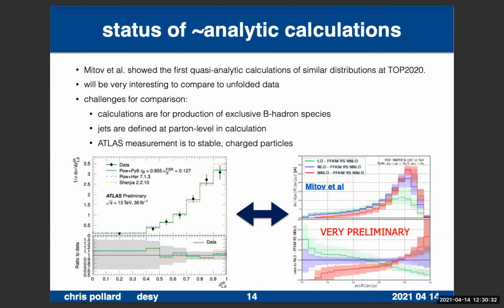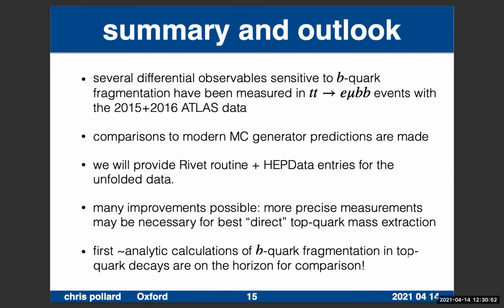There are some challenges that we need to take into account, which I've listed here. But I think you can see from the left-hand plot that the uncertainties on the unfolded data are really quite small compared to the different orders of calculation that Mitov and company have been looking at, right? So I think we're going to be able to say something nice and have a nice comparison to their predictions.